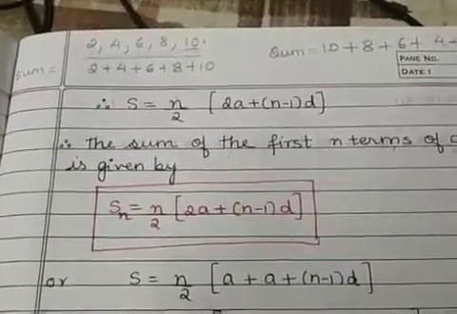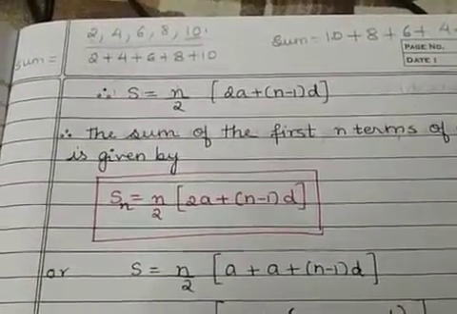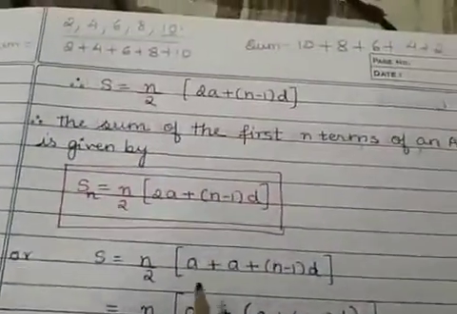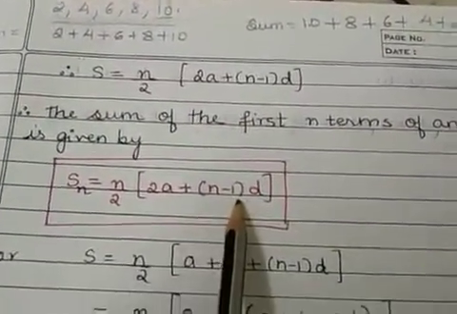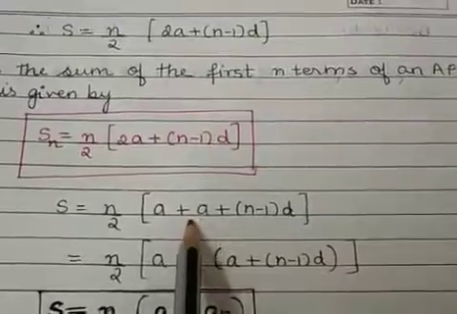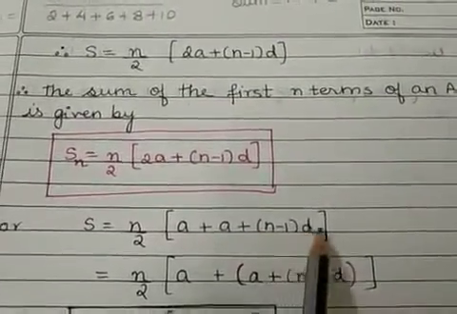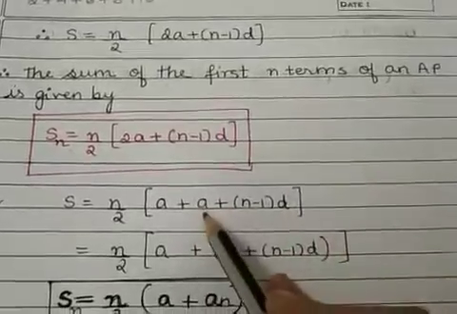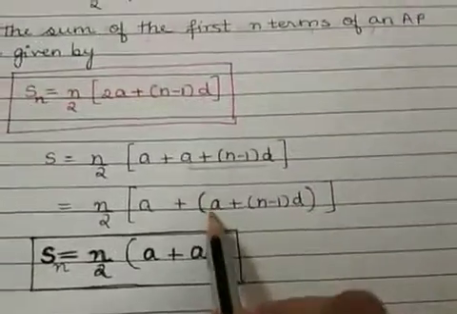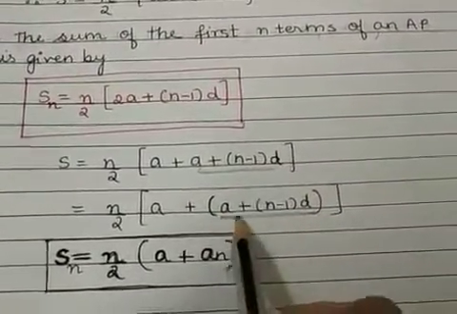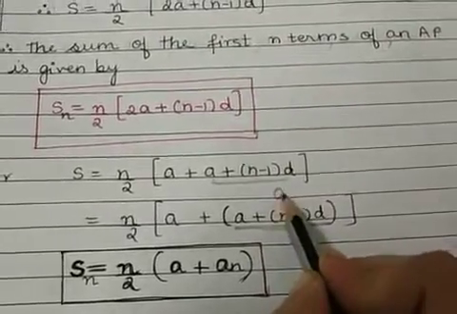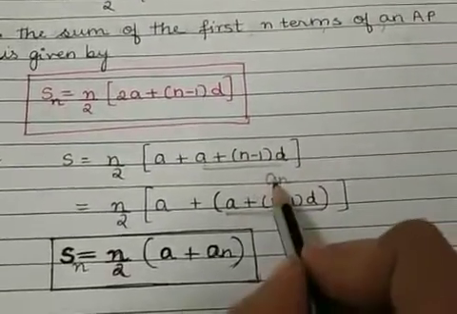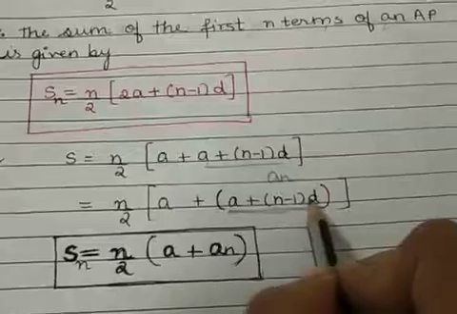Okay, now suppose I split this 2a plus n minus 1 d as a plus n minus 1 d. 2a I am writing as a plus a. Now if you look at this, what is this? This is a plus n minus 1 d. This is nothing but the formula of an, correct? Formula of an is a plus n minus 1 d.